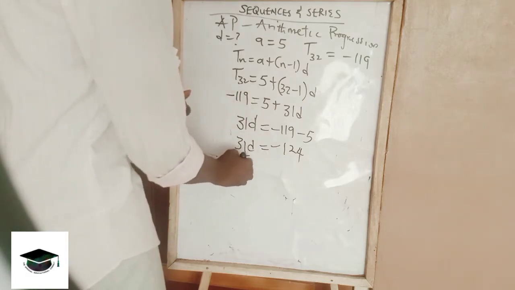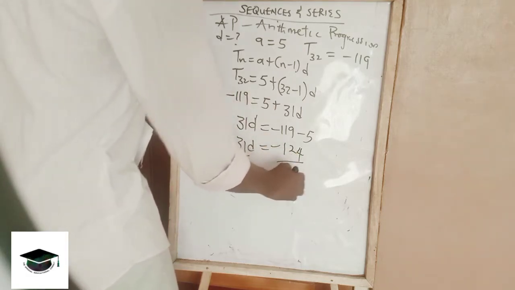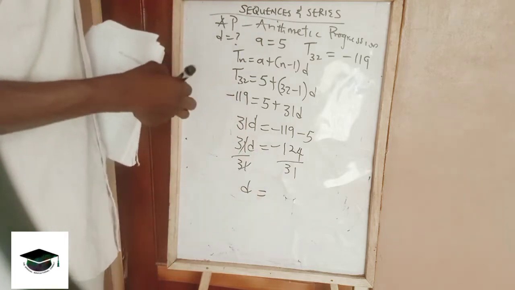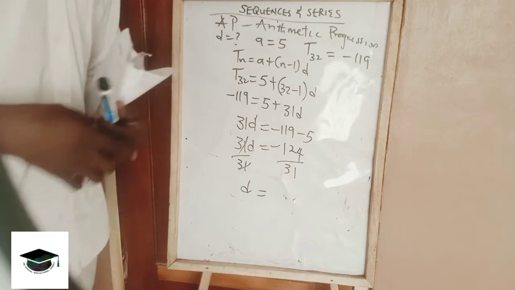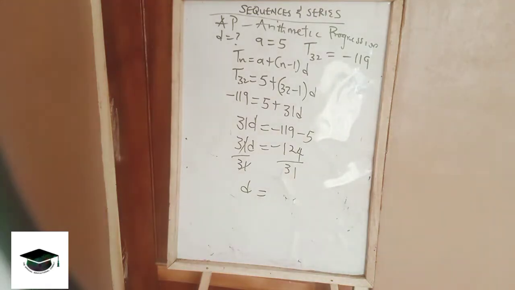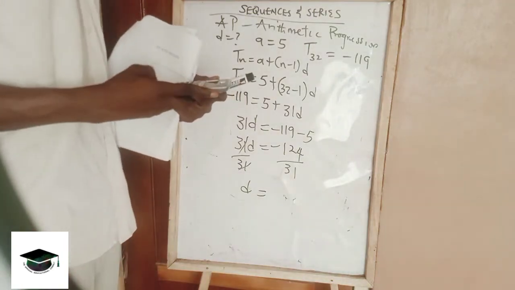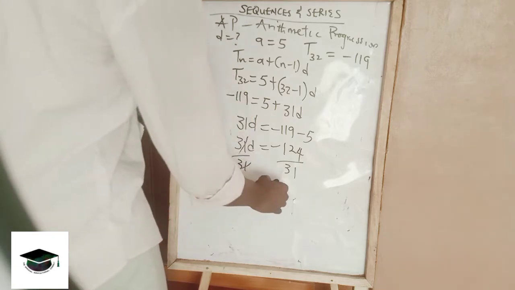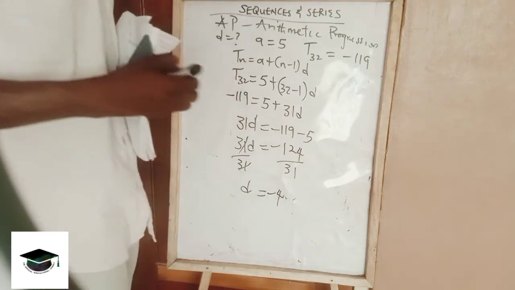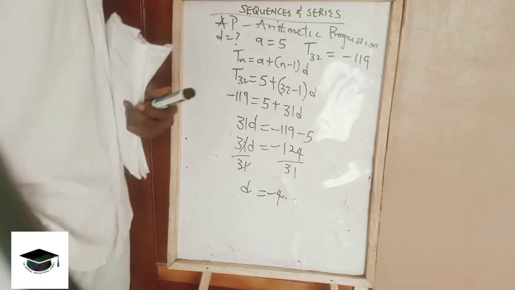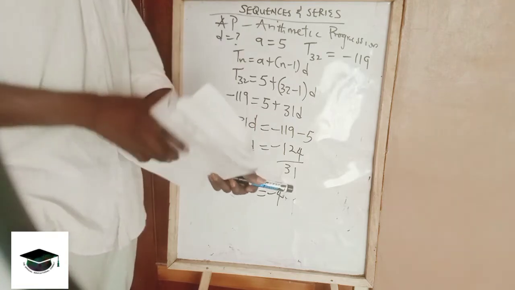Now to get your d, you divide both sides by 31. And then that makes your d equals to what? That's minus 124 divided by 31. That's going to give us 4, so that's minus 4. That means the common difference is minus 4. And it's as simple as that. Do you get it now? It's minus 4. It's very simple.